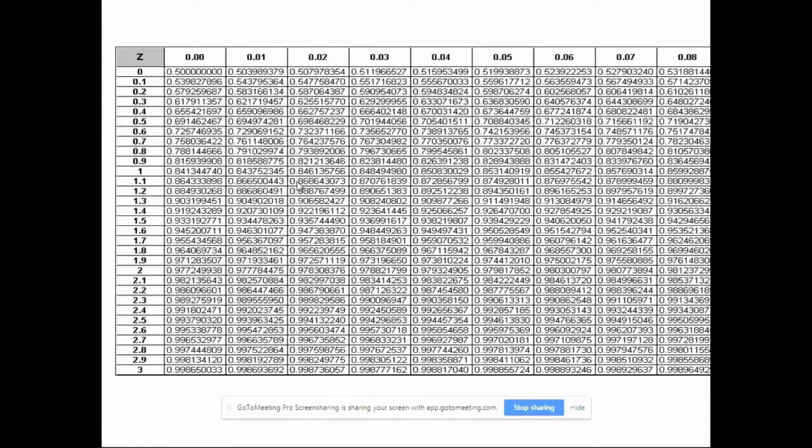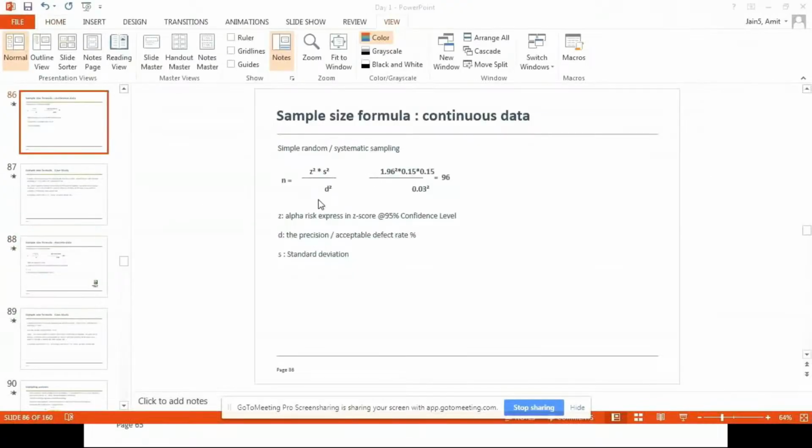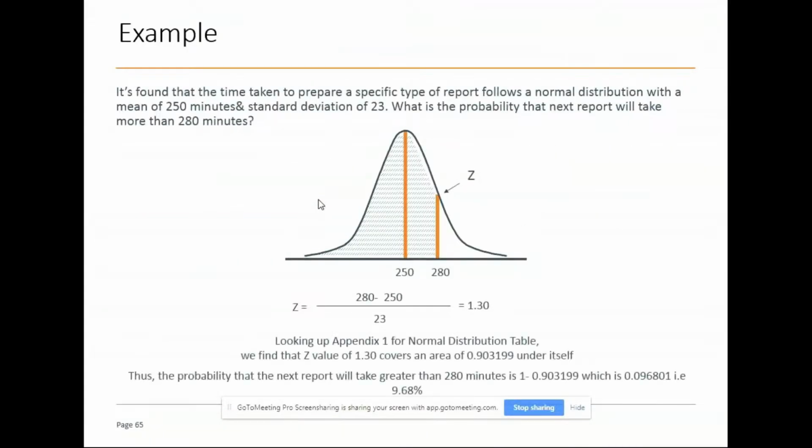So what is the value for 1.30? It is 93.1. Okay, the area under the curve is this much. So 1 minus 0.931 is 0.0968. So you are able to calculate that the probability that the next report will take greater than 200 minutes is 9.68%.